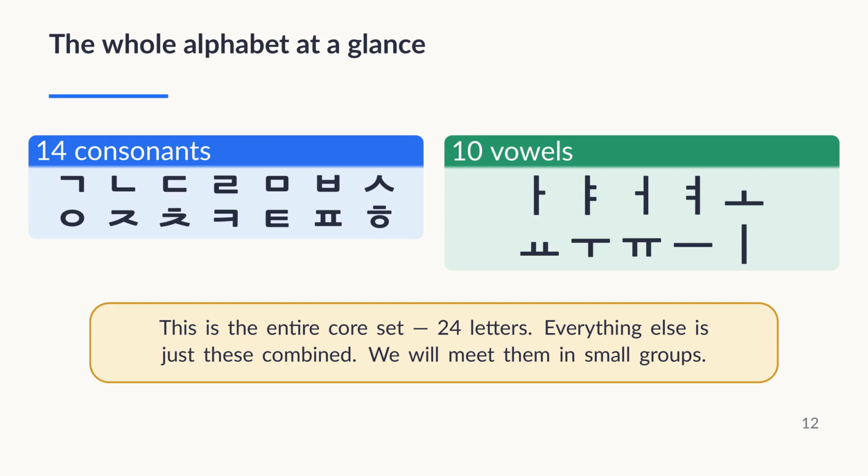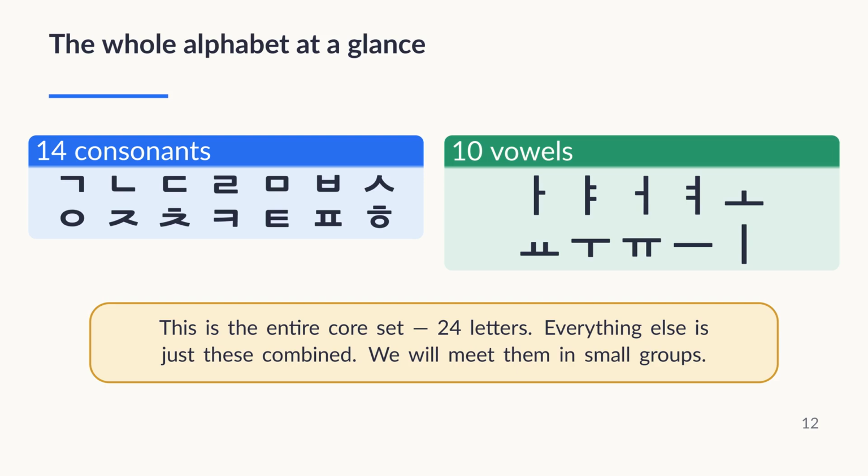Before we dive into the details, let me show you the entire core alphabet on one screen, so you can see that the whole task really is small and finite. On the left are the 14 basic consonants, laid out in their traditional dictionary order. On the right are the 10 basic vowels, also in order. That is it. 24 letters.